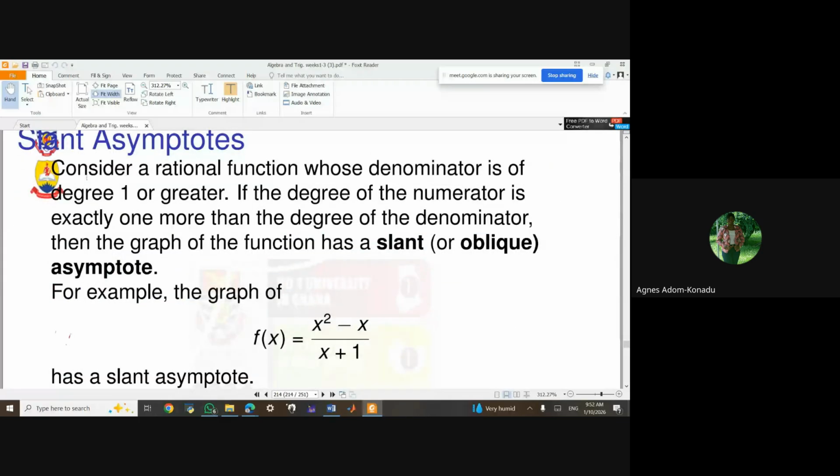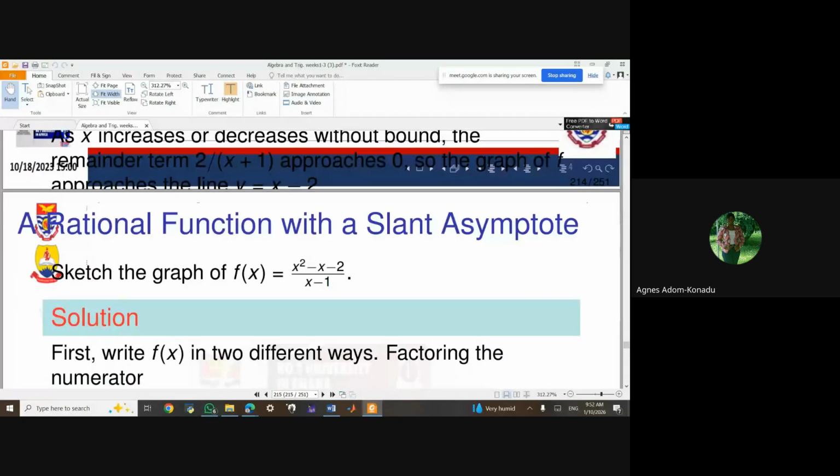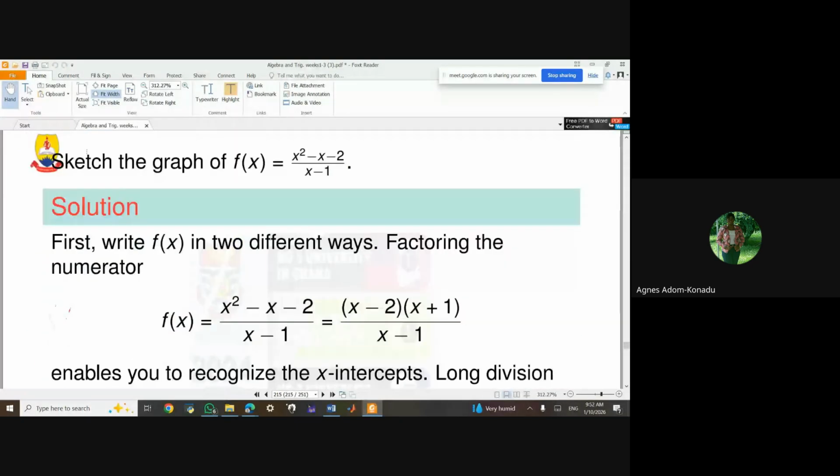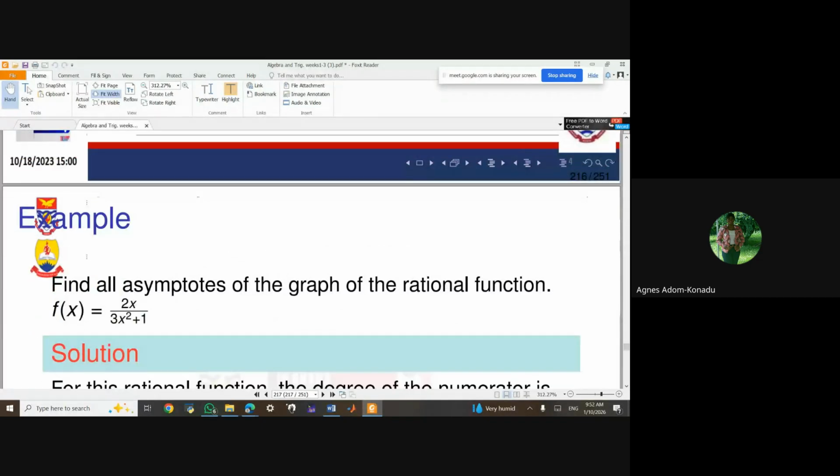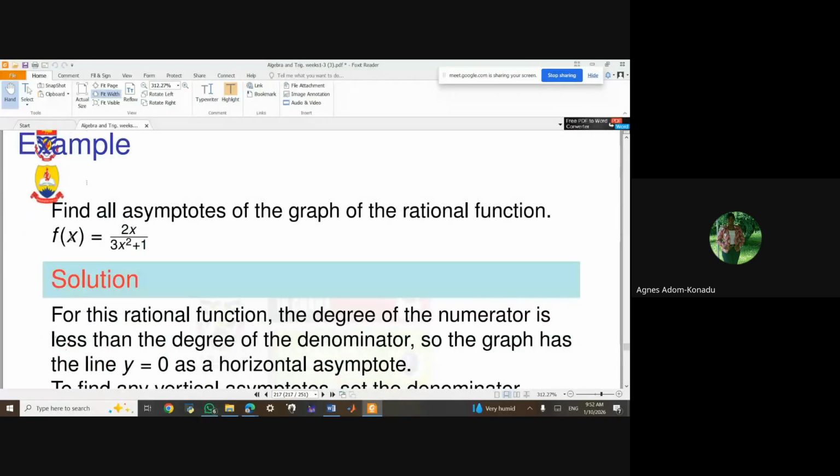Slant asymptote, that is what I just treated. So we just did slant asymptotes. That is that. So for example, we have a function like this, and it says that we should find all the asymptotes. So what will be the vertical asymptote for this function?